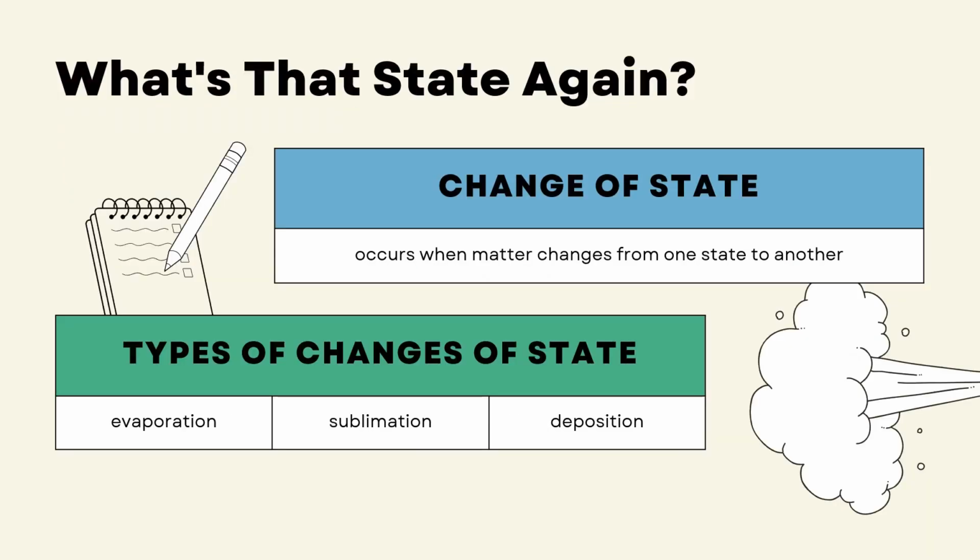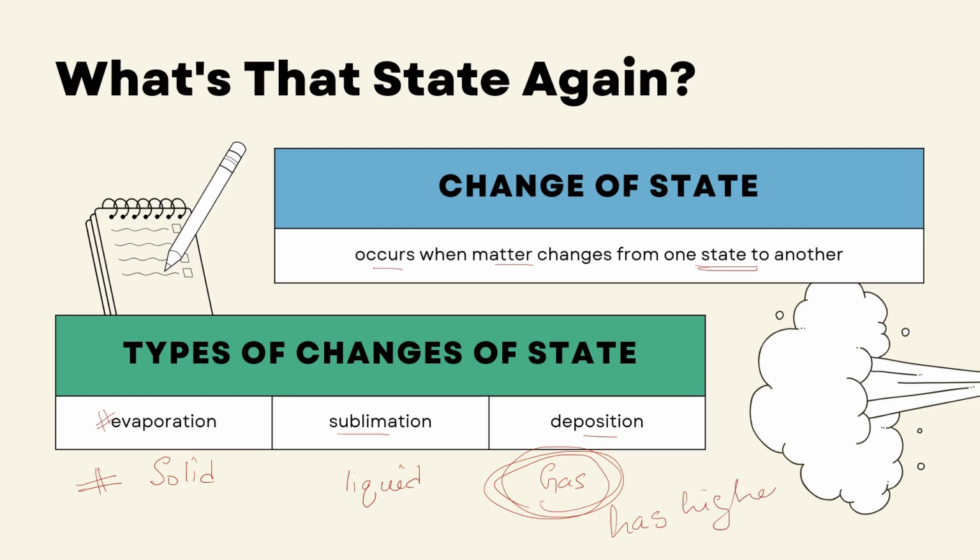To recap, change of state occurs when matter changes from one state to another. In today's lecture, we studied evaporation, sublimation, and deposition. One thing I want you to remember is that there are three states of matter, and when the energy changes, gas has the highest energy. So if we have to convert anything to gas, we have to provide it the highest energy of all.